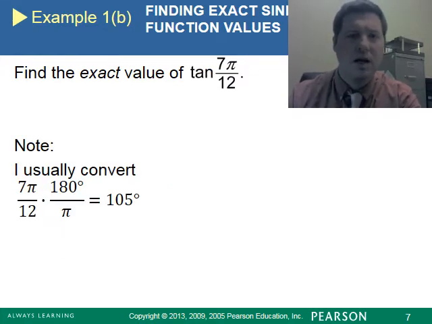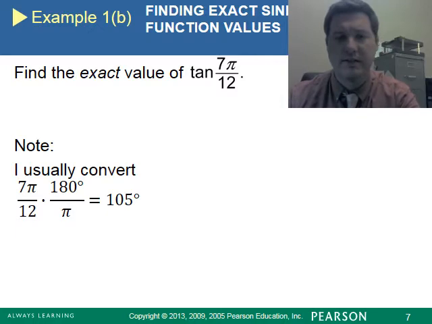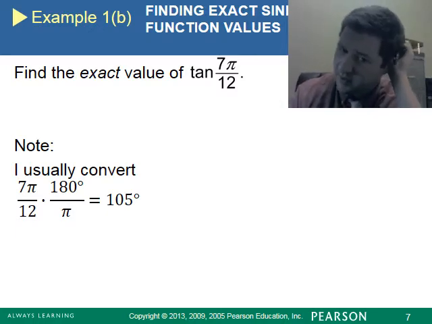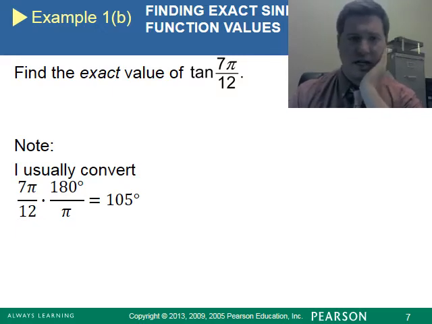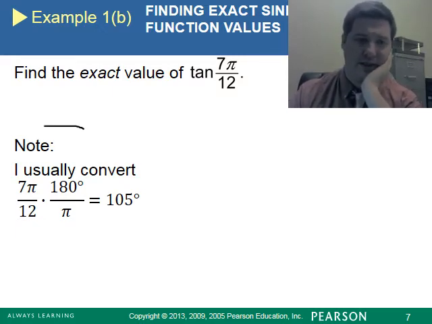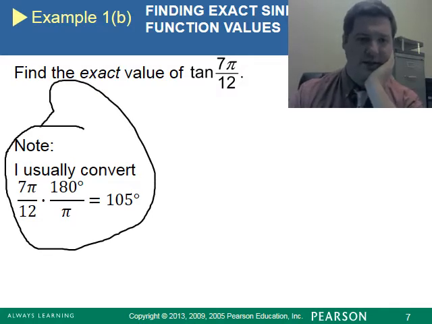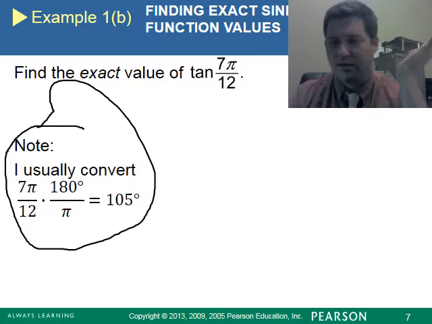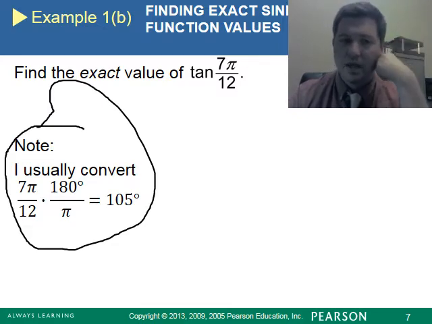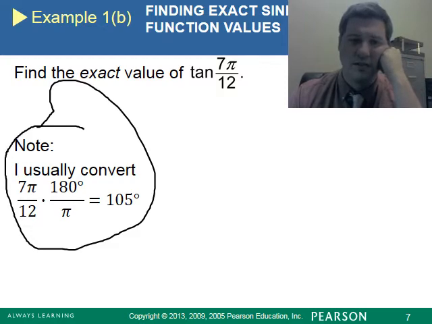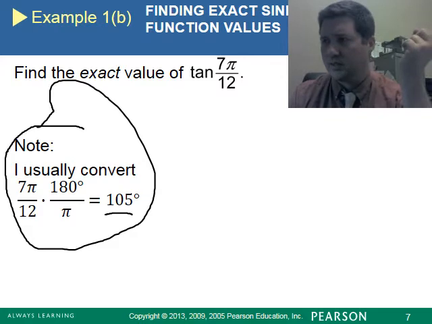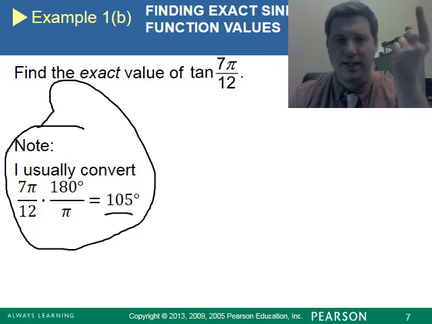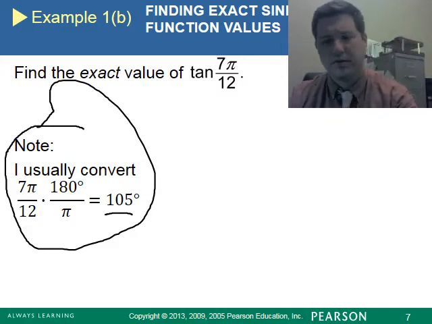Find the exact value of tangent of 7 pi over 12. I left this one in here. This is the one that the textbook had worked out. Personally, I would not work with these radians. I would convert this to degrees, because when I look at 7 pi over 12, it doesn't mean a lot to me. If I convert this to a degree measure, 105 degrees, well, we already did that. 105 degrees was 60 plus 45 degrees. It's just a lot more intuitive to me.